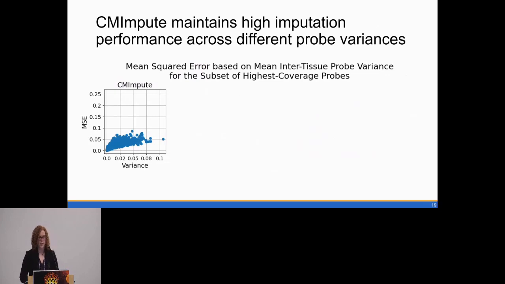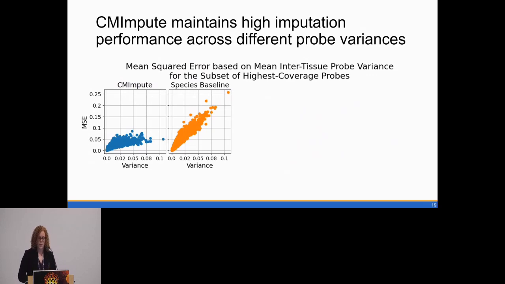We additionally evaluate how the observed variability across probes impacts performance. We consider here how much a probe varies across different tissue types. We use mean squared error for this evaluation, as Pearson correlation is less informative for lower variance probes. While CM-impute's MSE increases as probe variance increases, it is generally robust to both lower and higher variance probes.